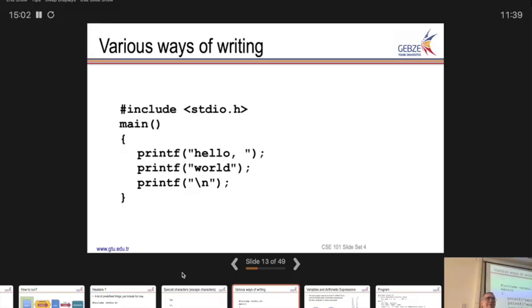stdio.h, main program. Curly brace. Curly brace is the famous curly brace of the C programming language. It indicates I am beginning, I am ending. So it's begin and end. In Pascal language, we had keywords begin, end. Begin, end, begin, end, begin, end. So C programming language said, why am I doing begin and end words? So let's use curly braces to indicate that. So begin, end. It defines the scope. I will come to that later.